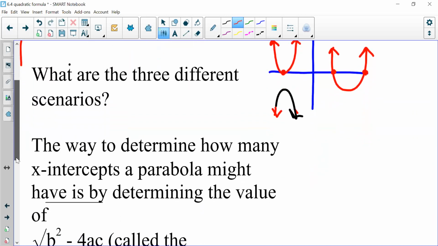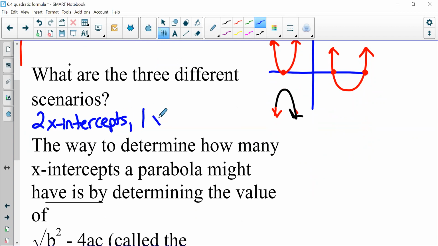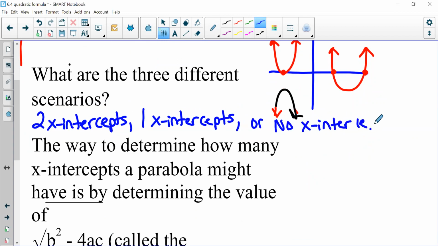This might show up in the multiple choice. What are the different scenarios? So there's 3 ways, right? 2, 1, and none. Yes.